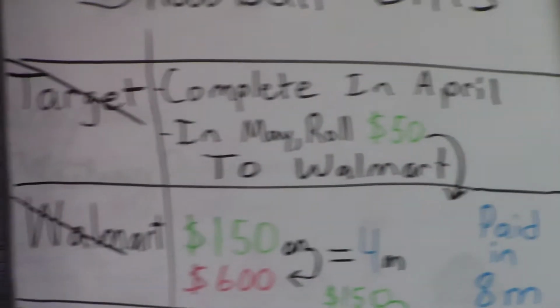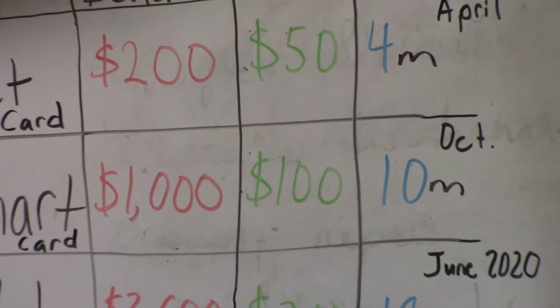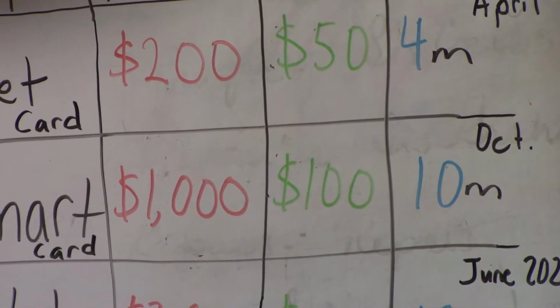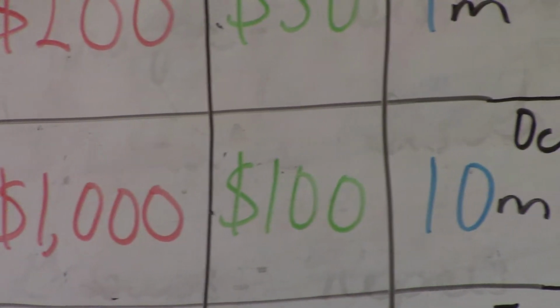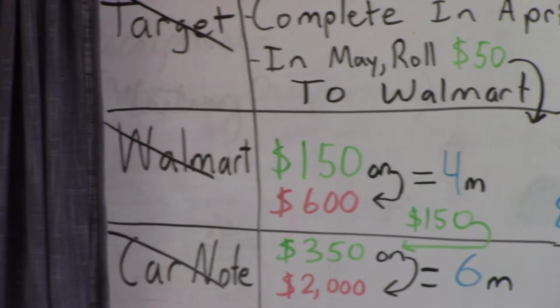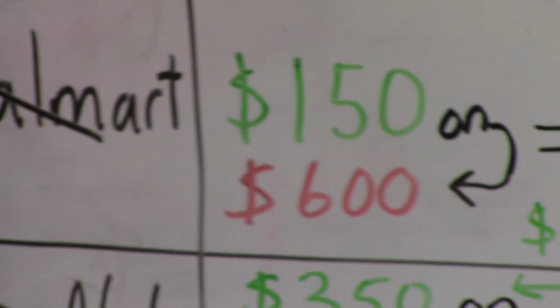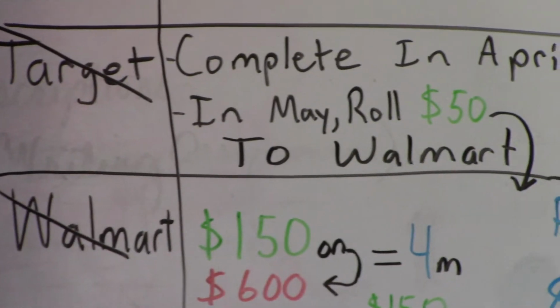When we roll that $50, all of a sudden that $100 that we were paying on Walmart every month, you got to remember, Walmart the past 4 months has been getting paid as well. So 4 months times 100, that's $400. You take that 400, you subtract it from 1,000, which means now after that 4th month, that Walmart bill is now $600.